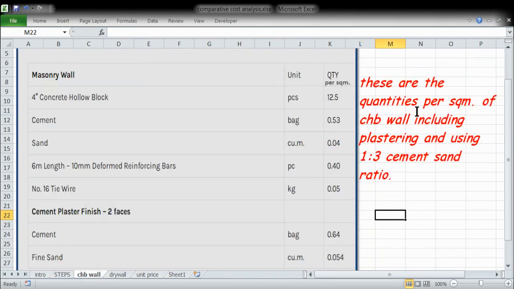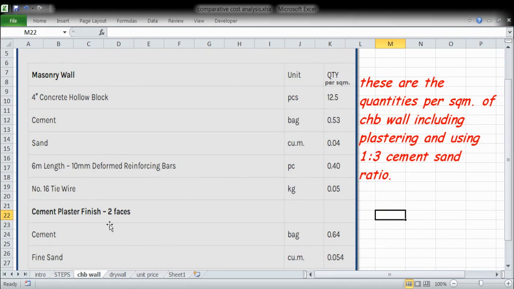These are the quantities per square meter of CHB wall, including plastering and using a 1:3 cement-sand ratio. You can do the screenshot now. For CHB, we have 12.5 pieces per square meter. For cement, 0.53 bag per square meter, and sand is 0.04. The reinforcing bars are 0.4 piece per square meter, and we will use 0.05 kilograms per square meter of tie wire.